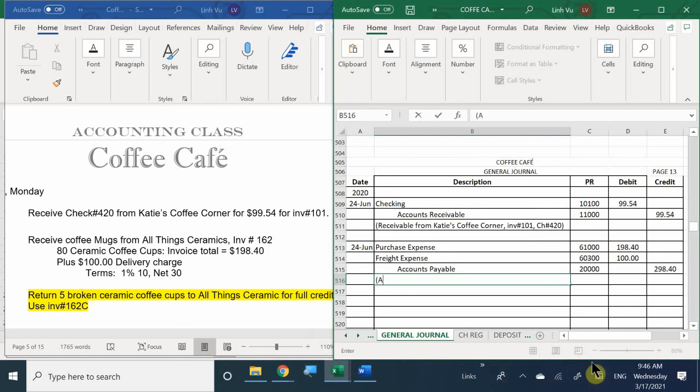All Things Ceramics, invoice 162, and the terms 1%, 10, net 30. Okay. So what should happen next? Ledger.